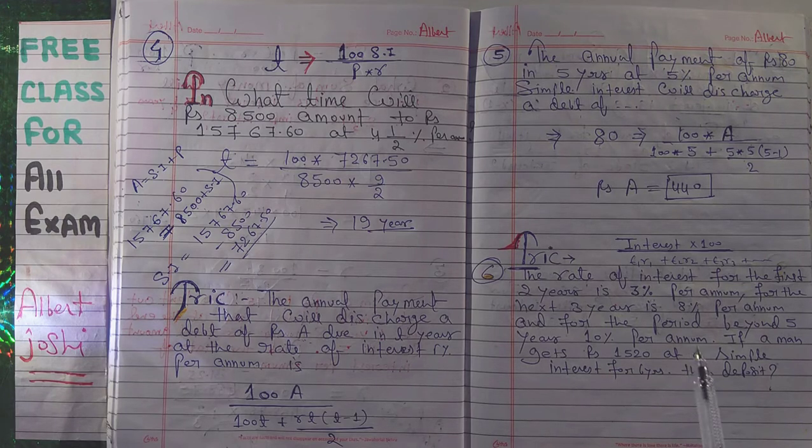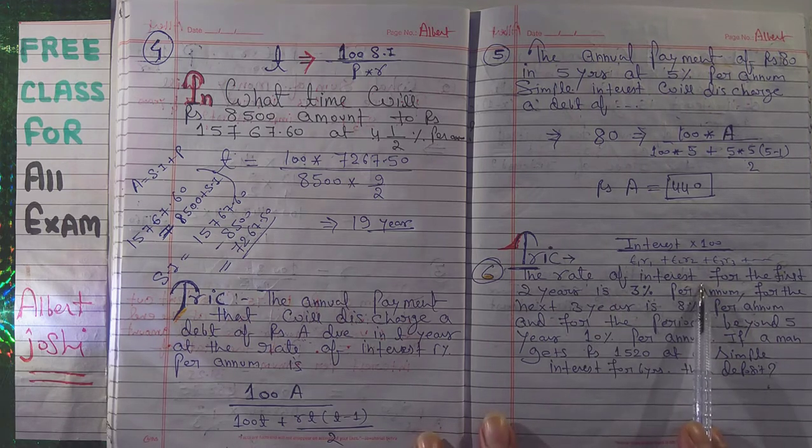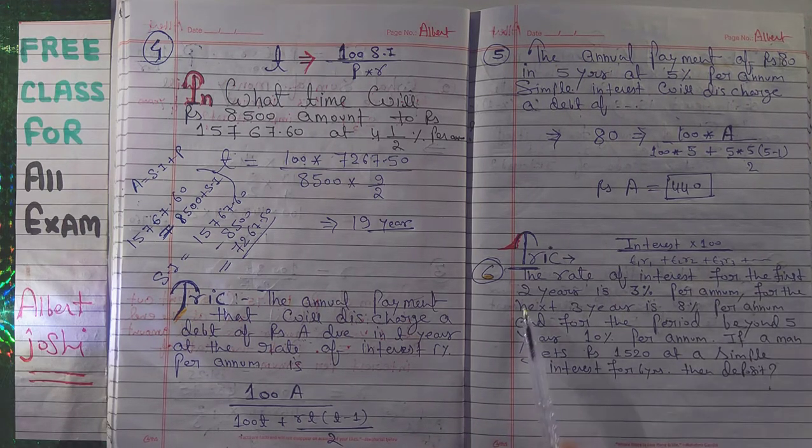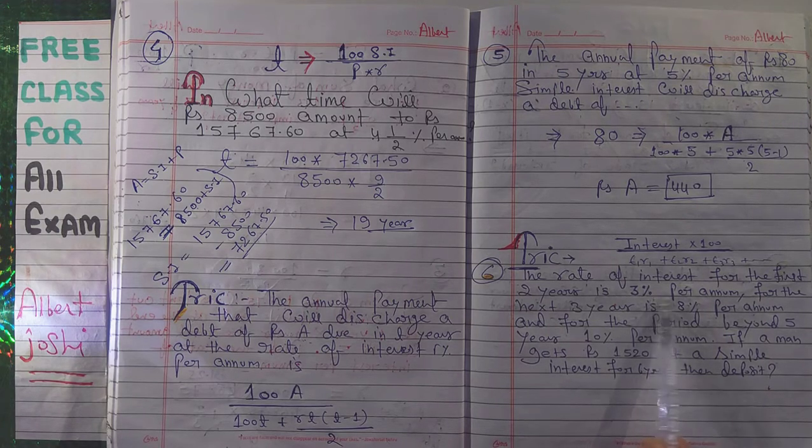Now the next question is: the rate of interest for the first 2 years is 3% per annum, for the next 3 years is 8% per annum, and for the period beyond 5 years 10% per annum. If a man gets rupees 1520 at simple interest for 6 years, then what is the deposit he is asking?